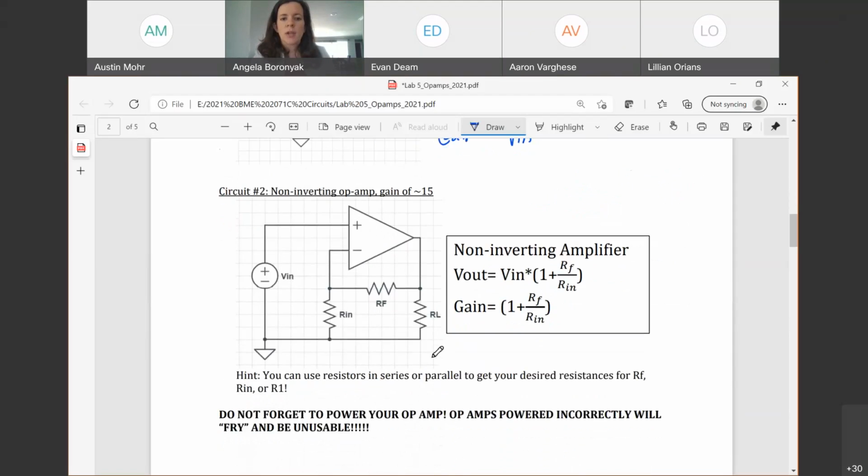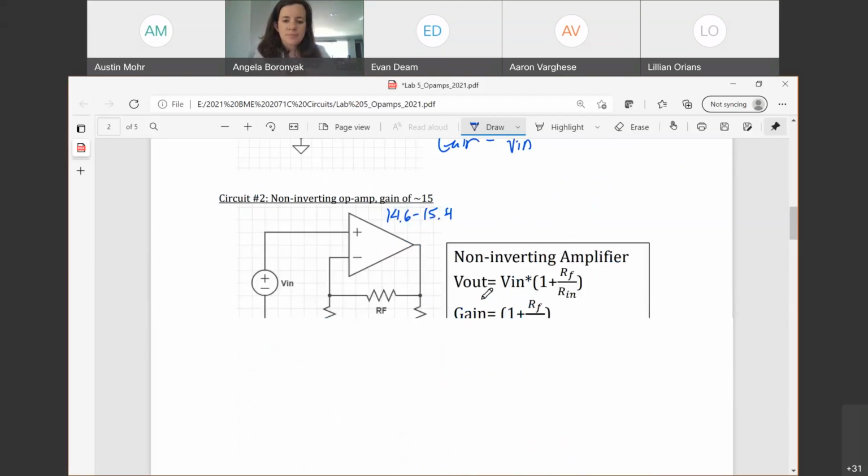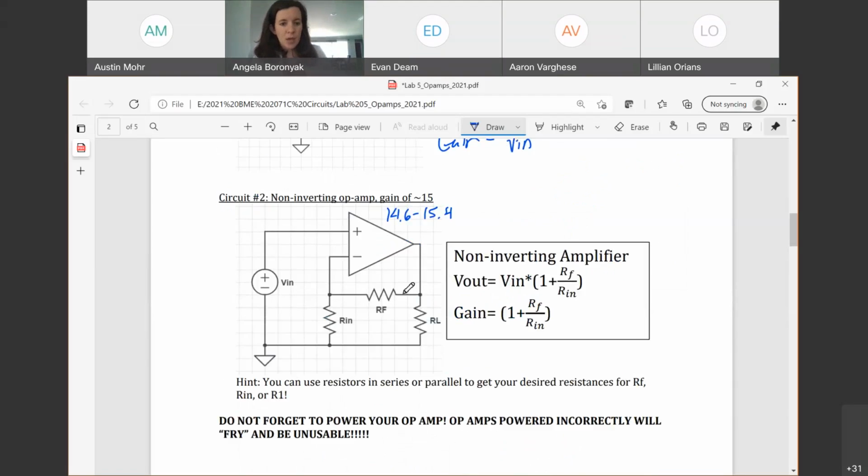Circuit number 2, we're going to have a non-inverting op-amp, and our gain should be about 15. Again, it doesn't have to be exactly that. You can be anywhere from 14.6 to 15.4. I'll be more flexible with that one. This one, I would like to actually be 3. There's a pretty easy way to make it 3, so please do that. At least in theory.